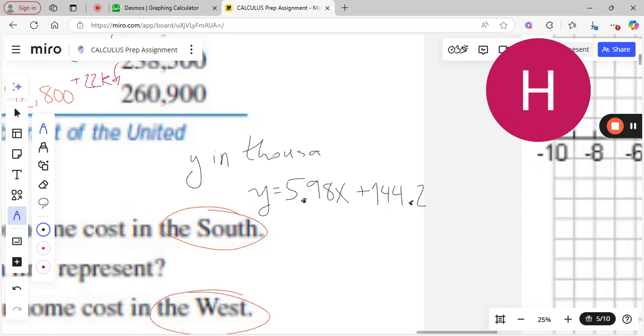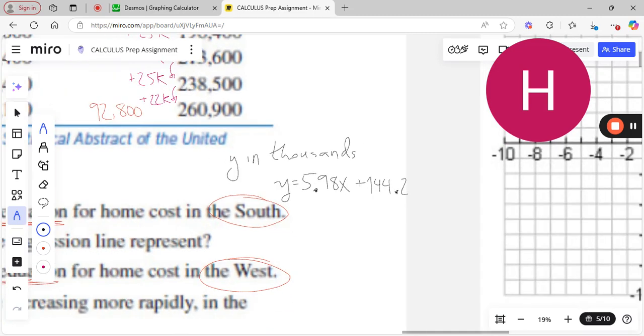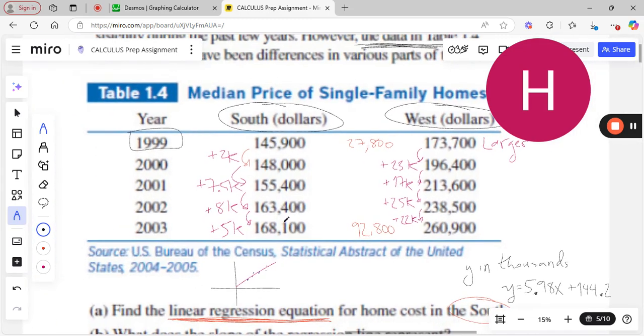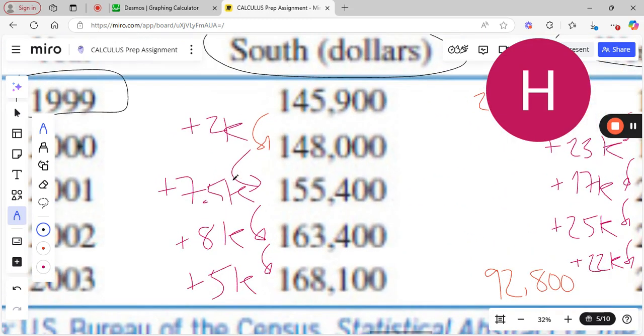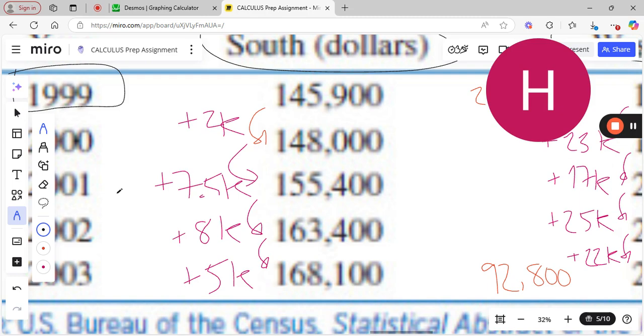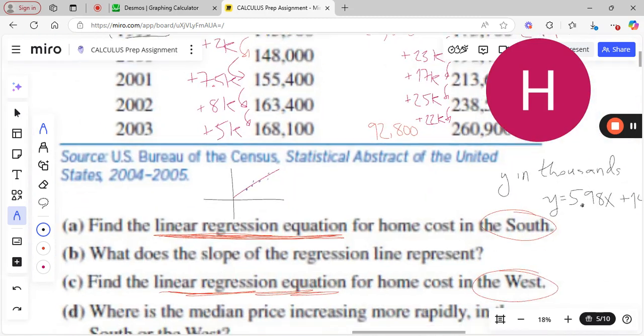So it's not simply going up by 5.98 every year. It's going up by 5.98 thousand every year, which is almost 6,000 every year. And that seems pretty much like an average, right? If we looked at this data that we calculated earlier, we look at these changes that we calculated, went up by 2,000 and then 7.5 thousand and then 8,000 and then 5,000. So I guess it's good enough to say that things went up by like 6-ish thousand per year.